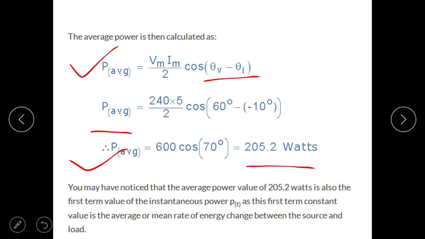You may have noticed that the average power value of 205.2 watt is also the first term value of the instantaneous power p(t), as this first term constant value is the average or mean rate of energy change between the source and load.